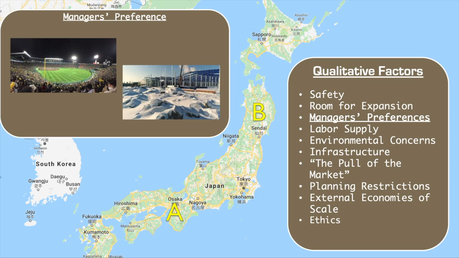An easy example you could use for managers' preference is weather. I don't want to live in a place where it's super cold and snowy. Some people love it in the cold and snow. Some people want to live on the beach. But weather is a good example for managers' preferences.